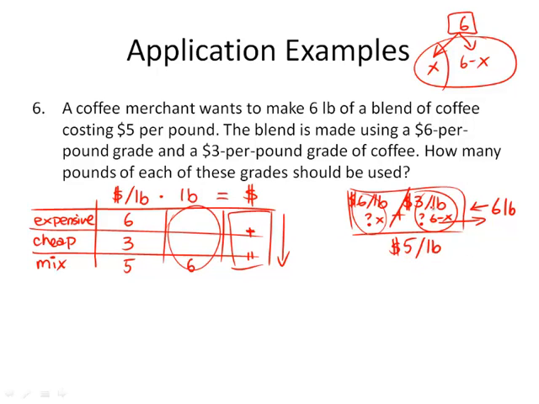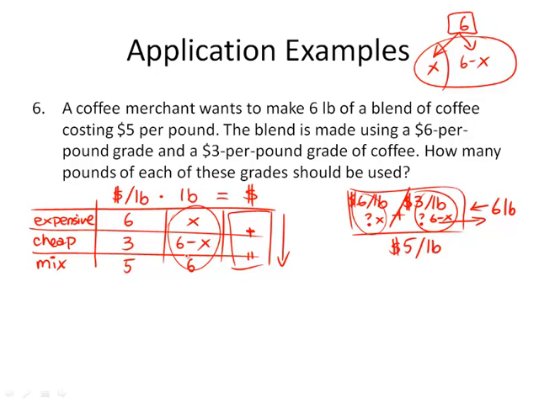If that doesn't quite make sense to you, you can follow the table as well. So say the expensive coffee was x pounds and the cheap coffee then had to be 6 minus x pounds. We can't use a y here because you haven't quite learned how to work with 2 variables with 2 equations yet. So we only know how to solve with 1 variable, so we need to rewrite everything in terms of 1 variable.